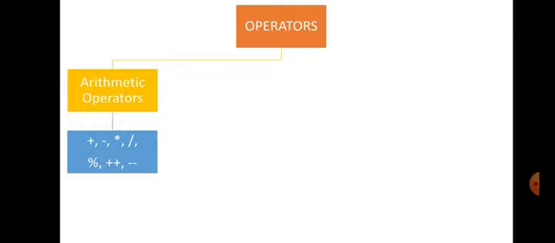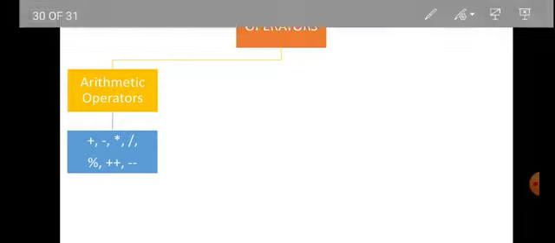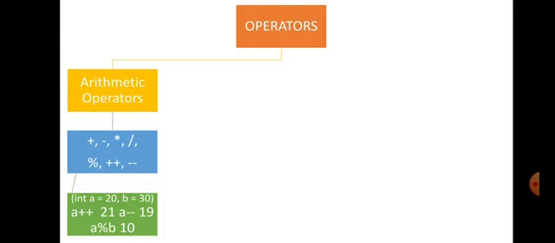Now let us see the example of this. The example is given very clearly. Int is the data type. So A is holding the value 20. Variable B is holding the value 30. A++ stands for, already A is 20, ++ means A is equal to A plus 1. Now the result of A++ is 21.